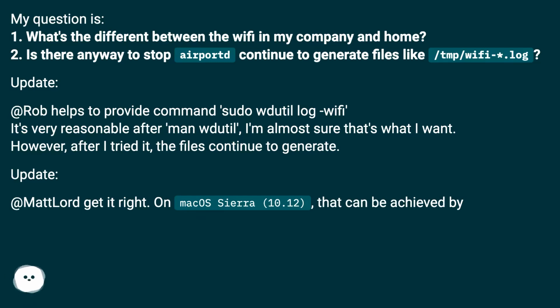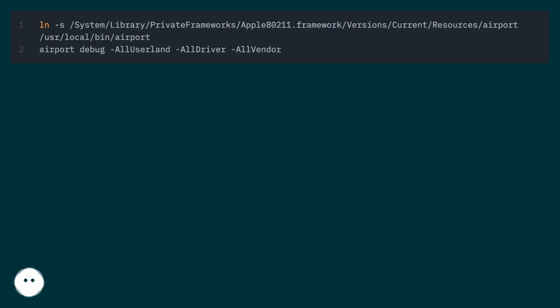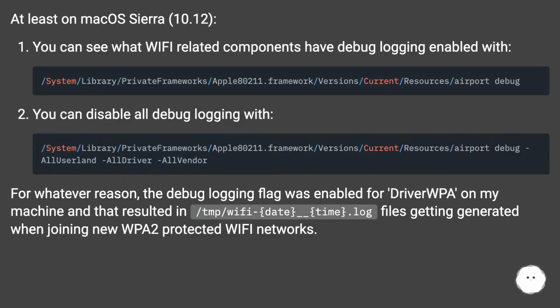Update: @Matlord got it right. On macOS Sierra 10.12, that can be achieved by the following, at least on macOS Sierra 10.12. You can see what Wi-Fi related components have debug logging enabled with this command. You can disable all debug logging with this one.